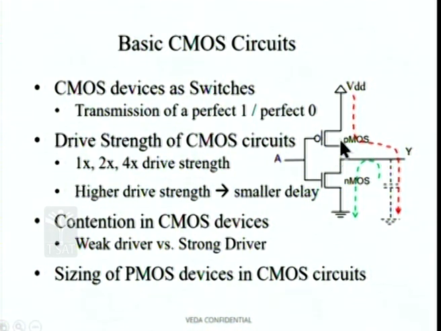The lower the resistance, the larger is the current that will flow through that particular device. So, that is the figure which helps you to understand how a higher drive strength implies a smaller delay.